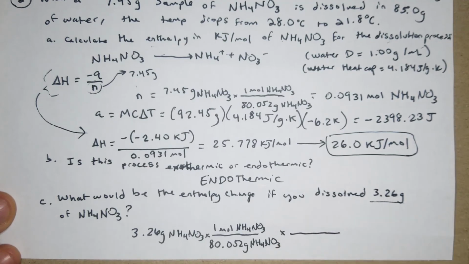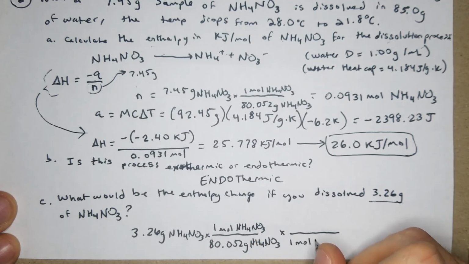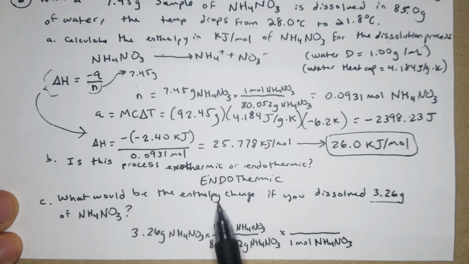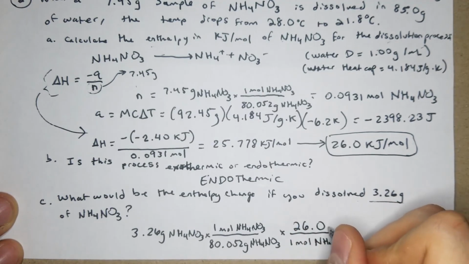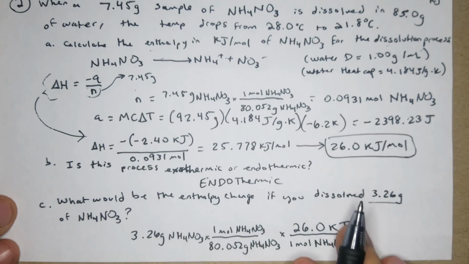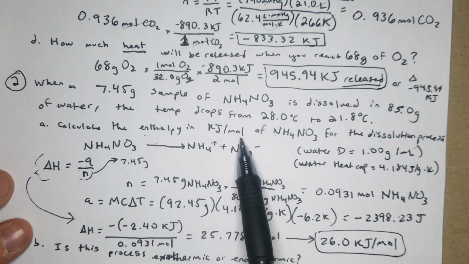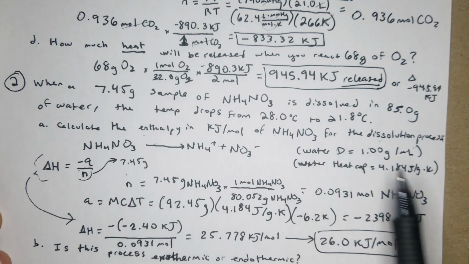Now here is where we're going to do the next step. Based on what we have done previously, we have moles up here, we're going to need to get moles down here. 1 mole of NH4NO3. And what are we going to put up here? So what would be the enthalpy change if you dissolved this many grams? We're figuring it out that way. What we're going to have here is 26.0 kilojoules, and that's going to come right from problem A, where we were solving for the enthalpy in kilojoules per mole of NH4NO3.